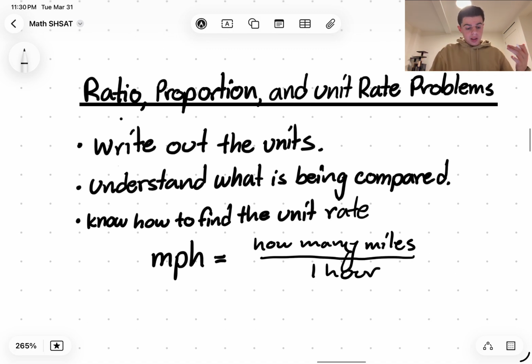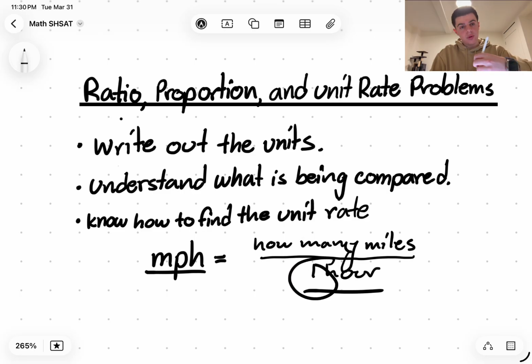My third key point is to actually know how to find the unit rate. First of all, a unit rate is just the simplest way to write something. For example, here we have miles per hour, and that is basically how many miles can you go in 1 hour. The denominator is in its simplest form of 1.